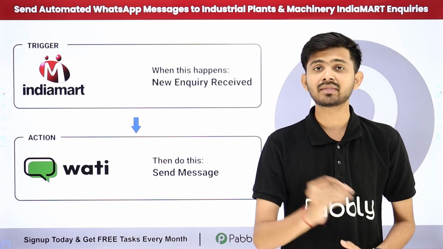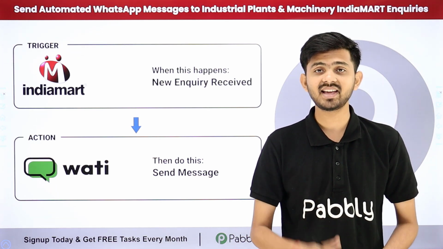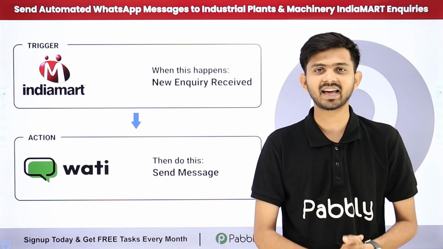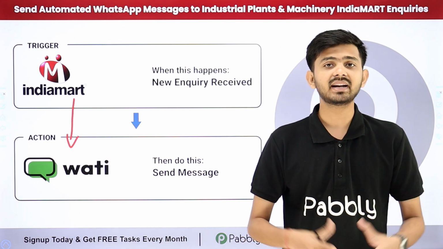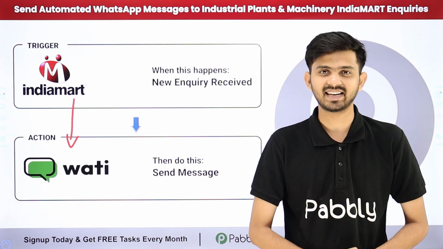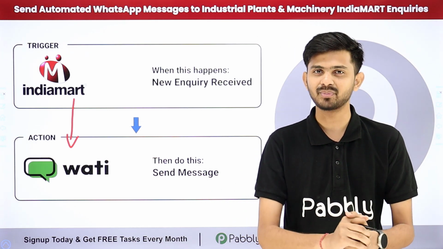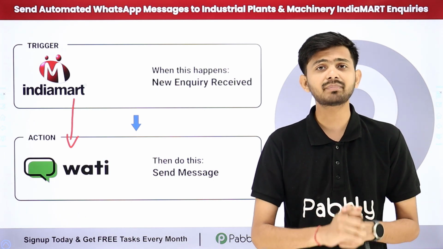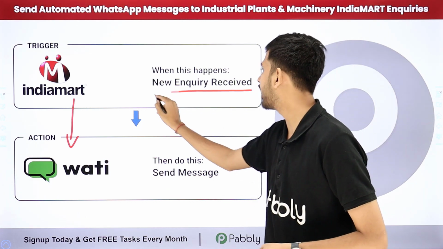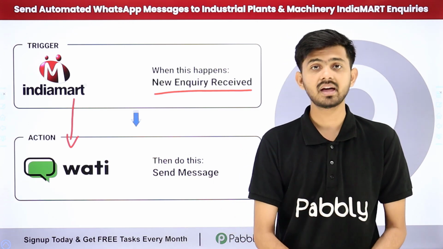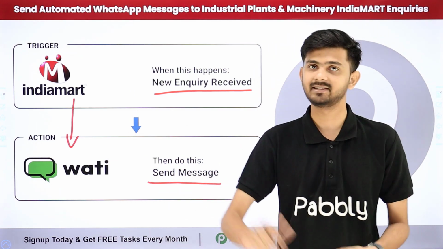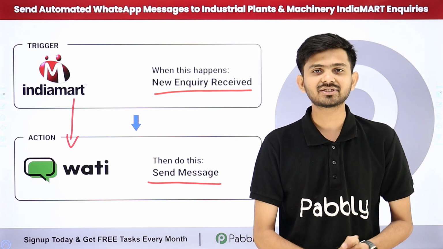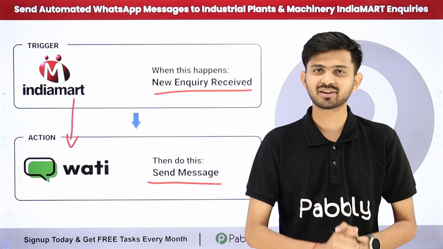So here for sending the message on WhatsApp, I'm going to use Wati, and for my objective, I need to build a connection between IndiaMART and Wati. So for building this connection, I'm going to use Pabbly Connect, which is an amazing software for automation and integration. Now with Pabbly Connect, as I'm going to receive a new inquiry through IndiaMART for my business, then automatically I'm going to send a message on WhatsApp by using Wati. So how I'm going to build this connection? For that, let me take you to my computer screen.